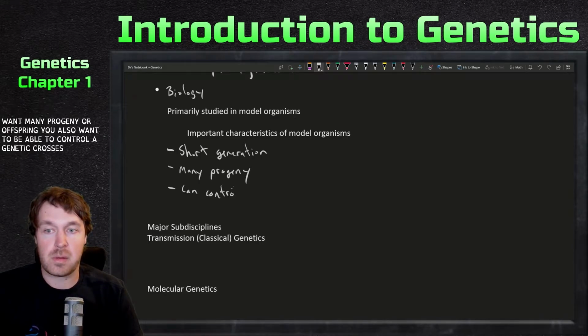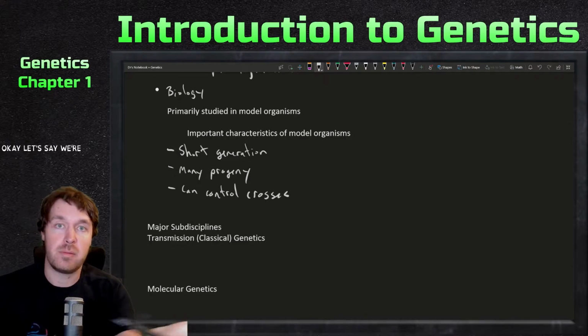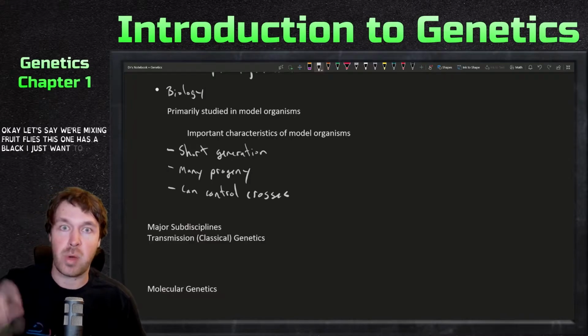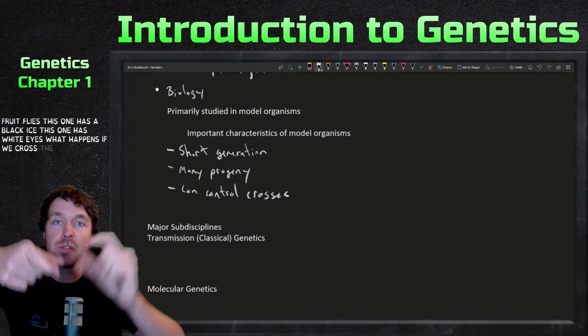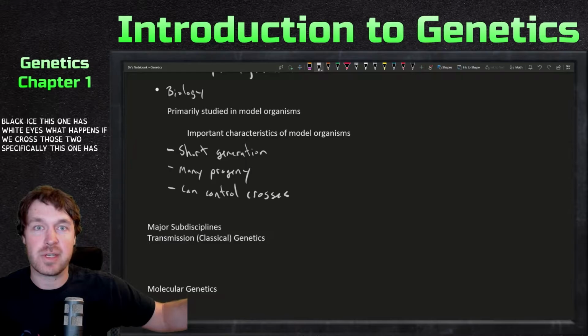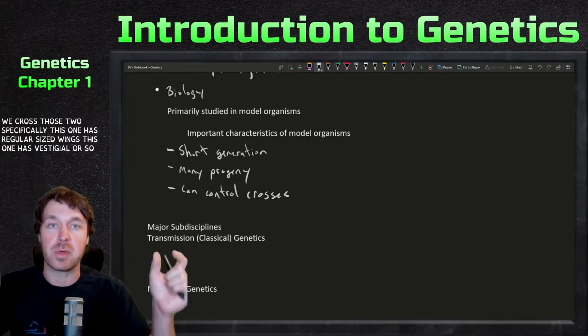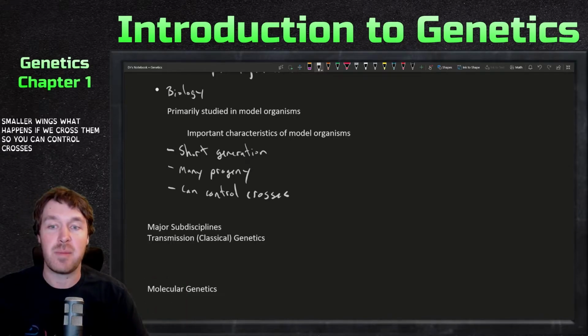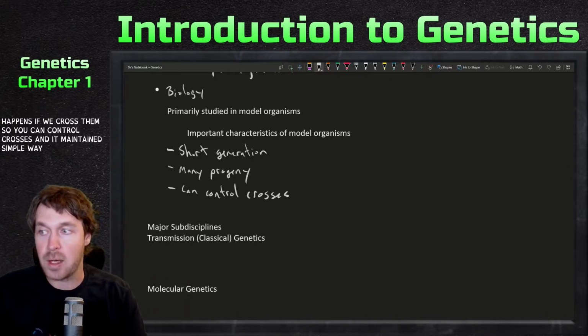You also want to be able to control genetic crosses. What does that mean? Okay, let's say we're mixing fruit flies. This one has black eyes. This one has white eyes. What happens if we cross those two specifically? This one has regular size wings. This one has vestigial or smaller wings. What happens if we cross them? So you can control crosses in a maintained, simple way.